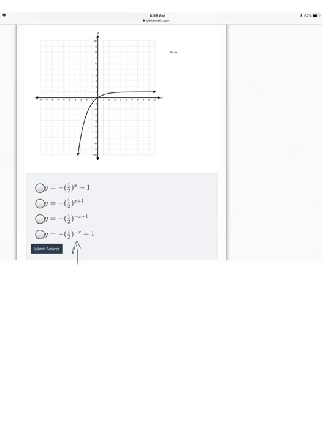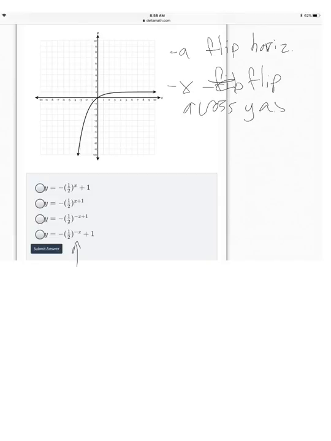If I have a negative a, that's going to flip it horizontally. If I have a negative in front of the x, it's going to flip across the y-axis. Okay? So how you know if it's been flipped across the y-axis, so that would be like this is a decay problem, and we know it's decay because it is approaching a line.